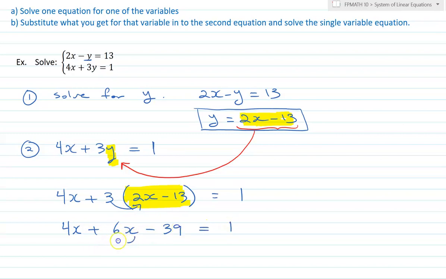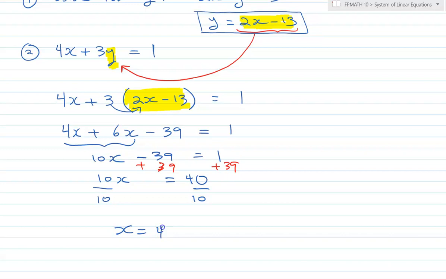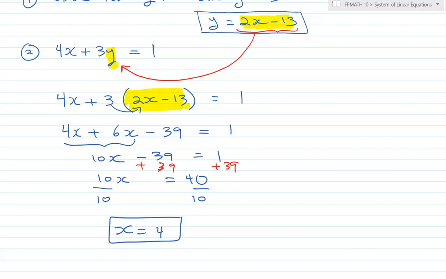Collect like terms again. That is 10x minus 39 equals 1. And then the last piece, 10x equals 40, because you're adding, remember, adding 39 to both sides. Is that okay? And last step, divide everything by 10, and x equals 4. That is called substitution.